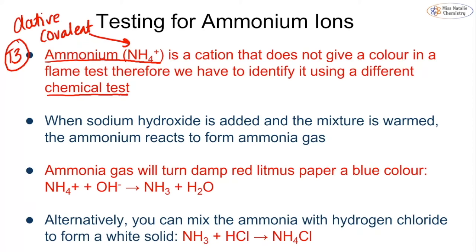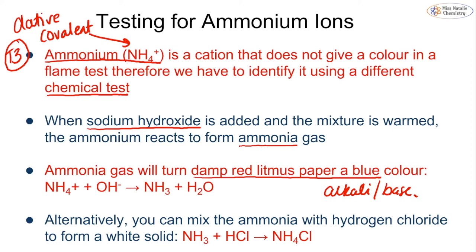So the way that we identify an ammonium cation is we add sodium hydroxide, and when this happens and the mixture is warmed, ammonia is going to form as ammonia gas. Please be aware of the distinction between those two. They are not the same thing. Ammonium is the cation, ammonia is the gas. When the ammonia gas is released, we will then test it, and it turns damp red litmus paper blue because it is an alkali or a base. So we see this colour change happening here, and you can see that we've got our ionic equation as well.